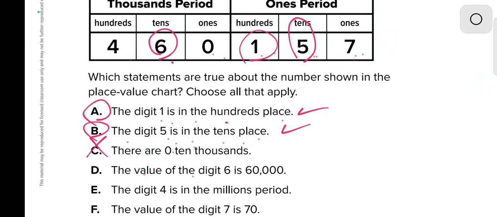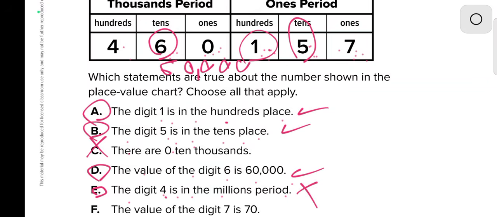The value of the digit 6 is 60,000. 6 here, let's write 6, and all of this must be zeros. 1, 2, 3, 4. It's 60,000. It's true. The digit 4 is in the million period. So ones, tens, 100, 1,000, 10,000, 100,000. So of course it's wrong. Digit 4 is in the 100,000.